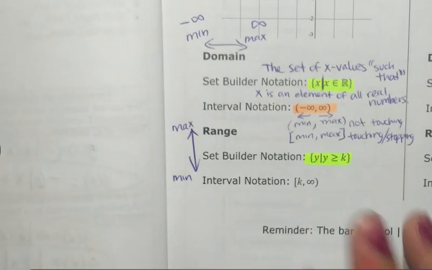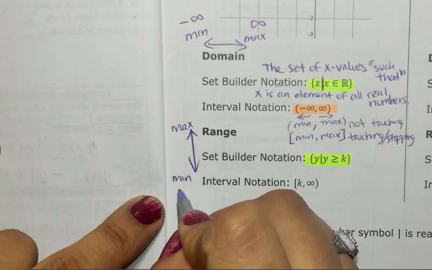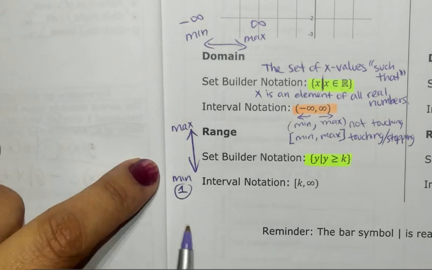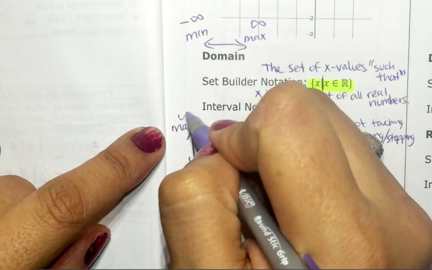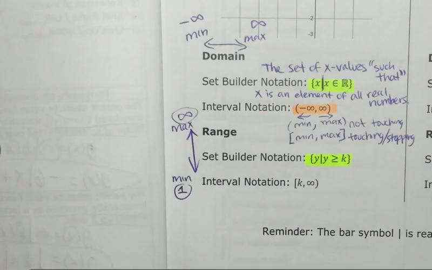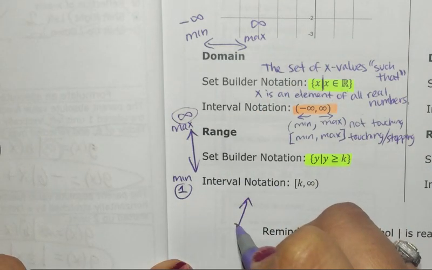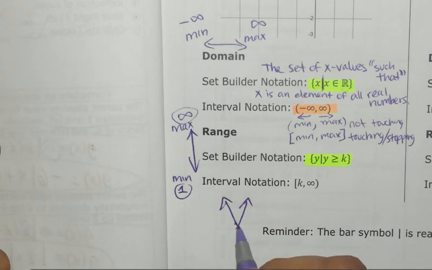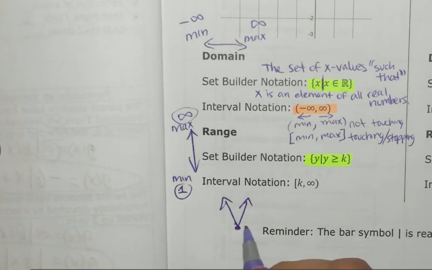So in our setup here, we know that the range is going to have a minimum of 1, and the maximum will be infinity. Because again, the graph is going up forever, and the lowest point is a y value of 1.